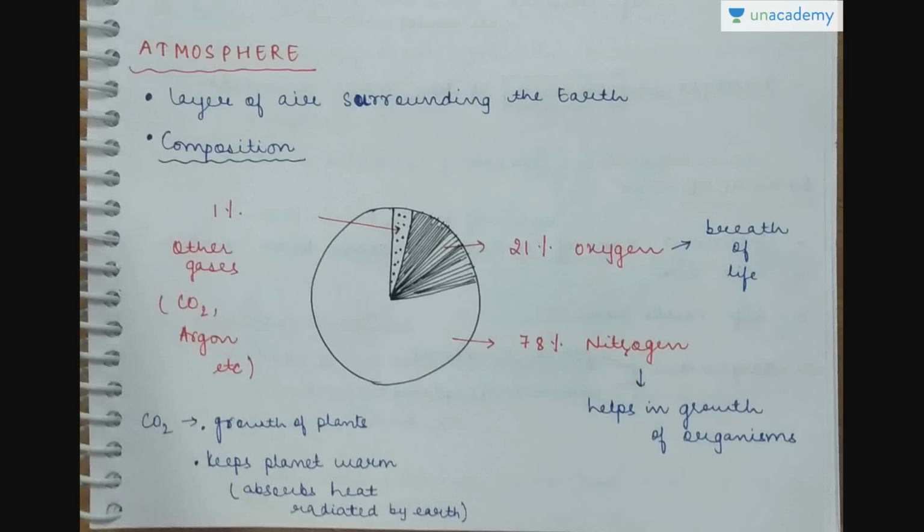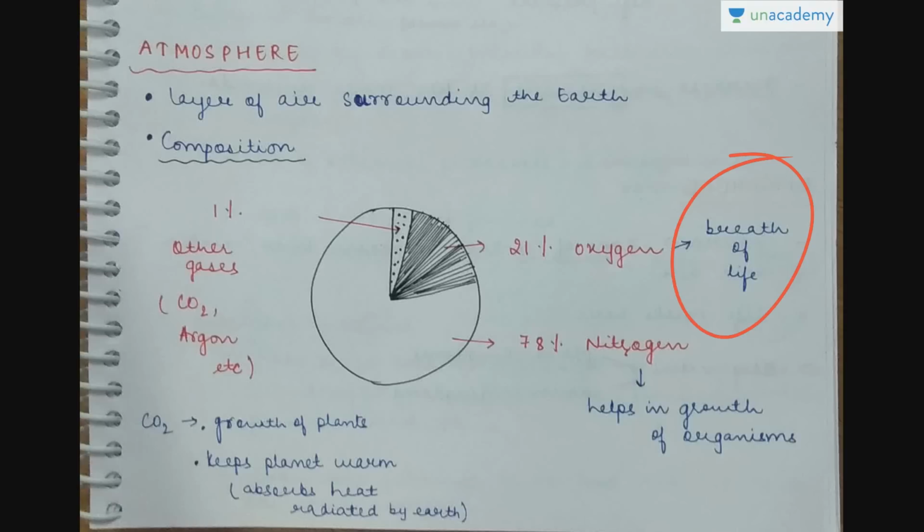Then the atmosphere is a layer of air which surrounds the Earth. The composition says that about 78% is nitrogen in the atmosphere. So it helps in the growth of organisms. About 21% is oxygen, which is like the breath of life. It is needed for every living organism. And then about 1% has other gases like carbon dioxide, argon, helium, etc.